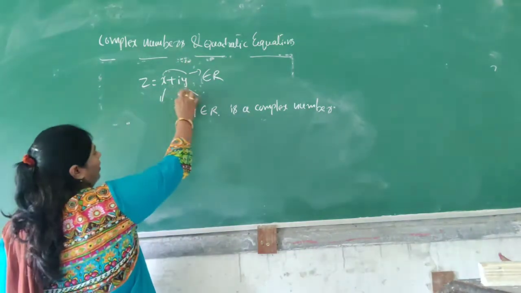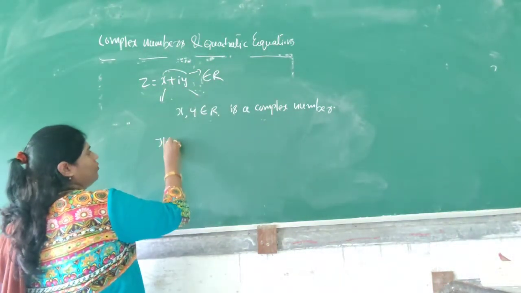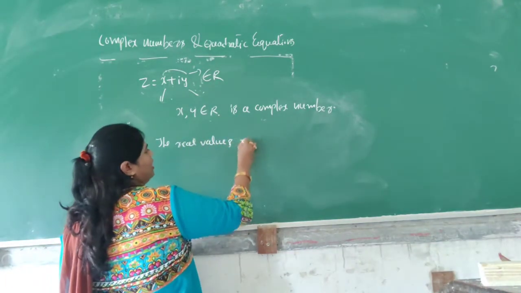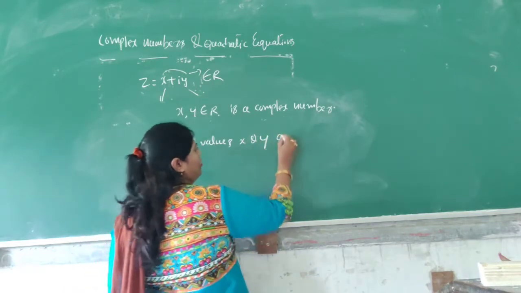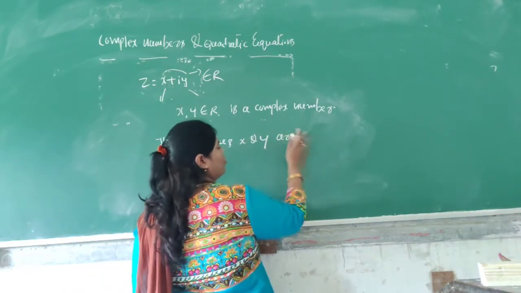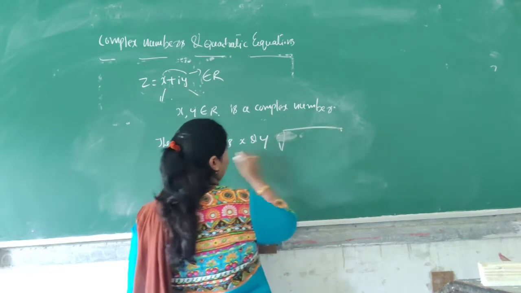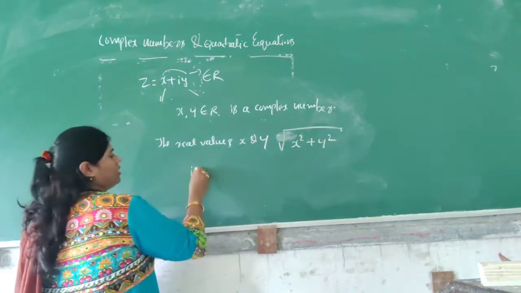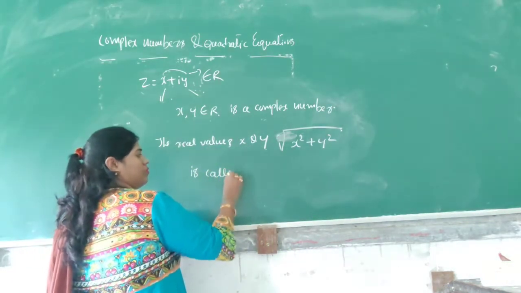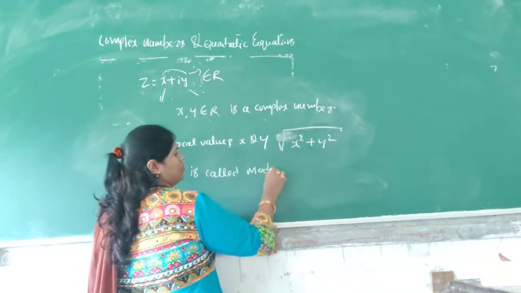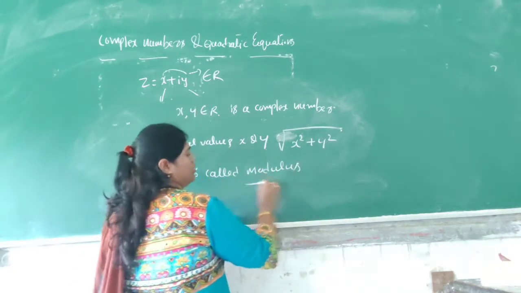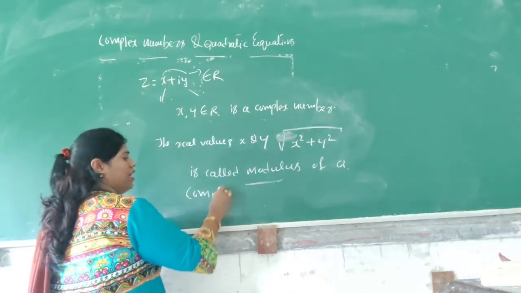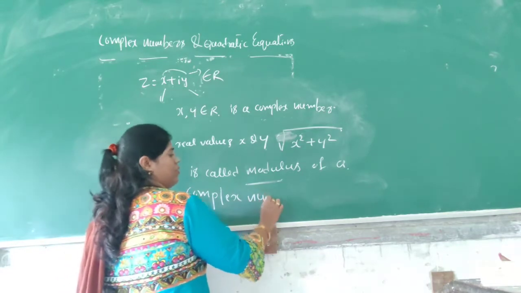Here, for the real values x and y, the square root of x square plus y square is called the modulus of a complex number.